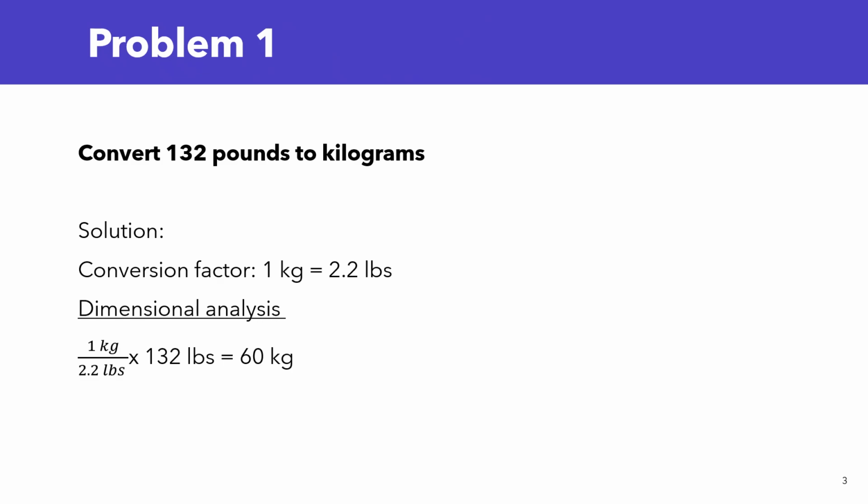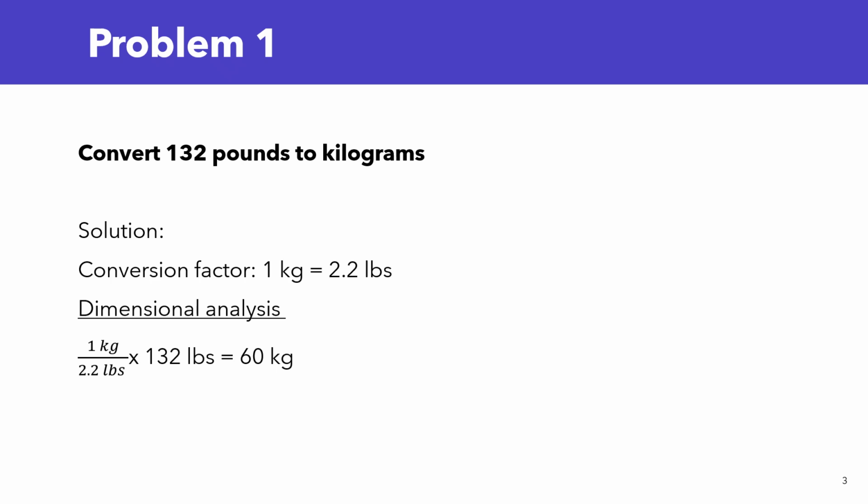Let's look at the first problem. Convert 132 pounds to kilogram. So this is a conversion from pound to kilogram. We need to first know the conversion factor. So the conversion factor here is 1 kilogram equals 2.2 pounds. So now we're converting 132 pounds to kilogram. We can set it up using dimensional analysis.